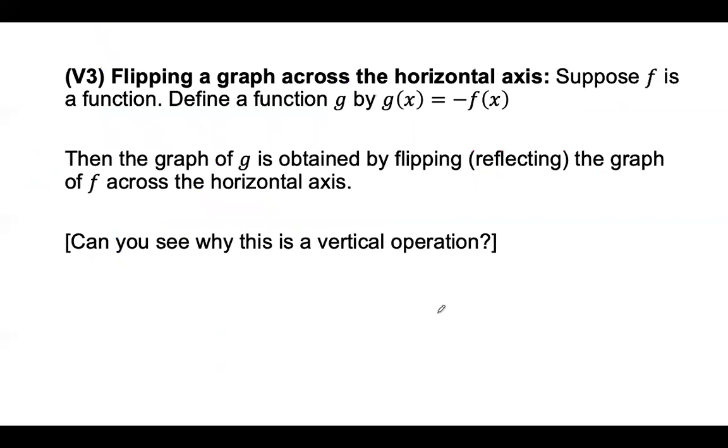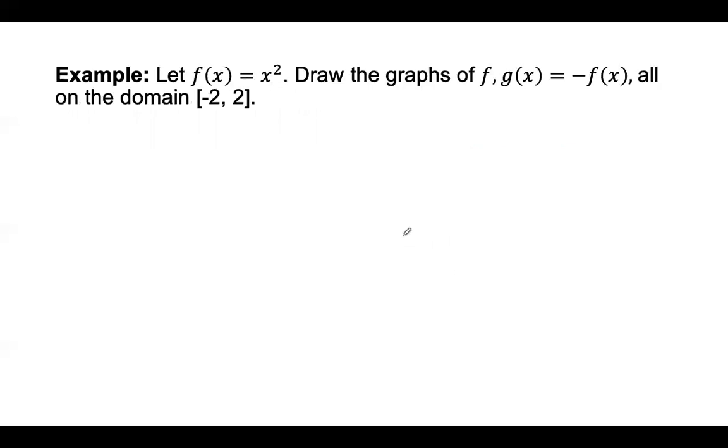Now we can also flip. Flipping a graph along the horizontal axis. Suppose f is a function and define g as g of x equals negative f of x. And the graph of g is just obtained by reflecting the graph of f across the horizontal axis. It's basically a vertical operation. So let's see an example.